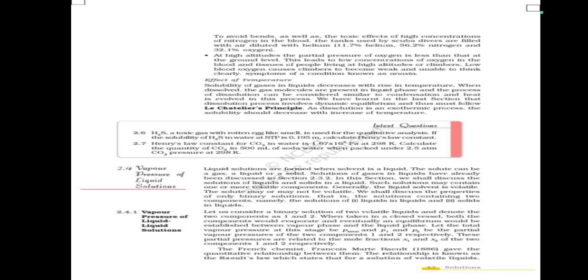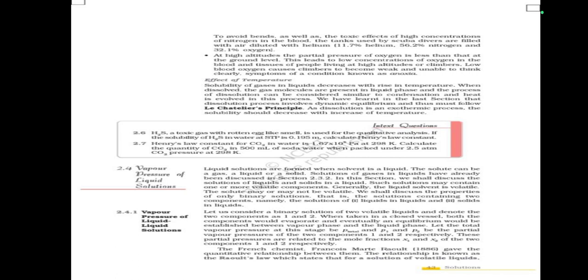Such solutions may contain one or more volatile components. Generally, the liquid solvent is volatile. The solute may or may not be volatile. We shall discuss the properties of only binary solutions, that is, solutions containing two components, namely the solution of liquid in liquid and solid in liquid.